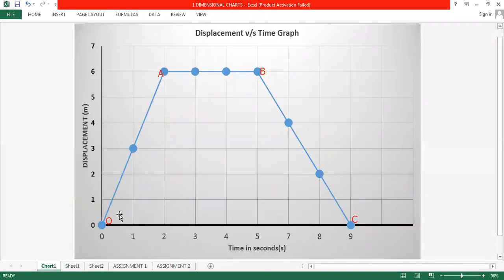This graph does not mean that the object is climbing up a mountain and then staying on the mountain and coming down. No, it is just a simple motion where the object is moving away and then staying there and then coming back towards the start. So it does not mean that the object is climbing something and then going down. Clear? Okay.